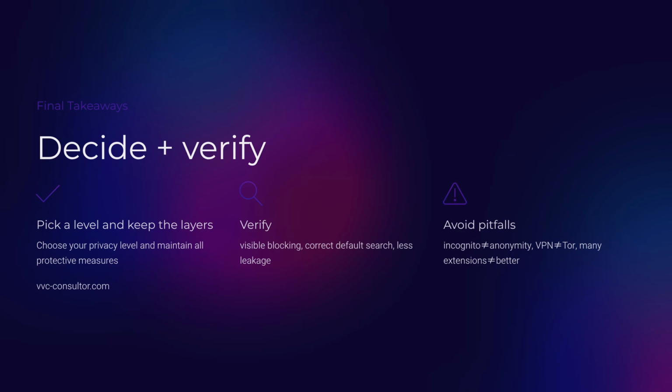11. Final decision, one sentence, one action. Sentence: web privacy is layers. Browser plus search engine plus settings plus habits reduce specific tracking vectors, but they don't promise anonymity. Action: pick your level, apply the 4 to 5 key changes, and keep habits that reduce correlation. If you need strong anonymity, reserve it for specific cases with Tor browser and careful operational discipline.